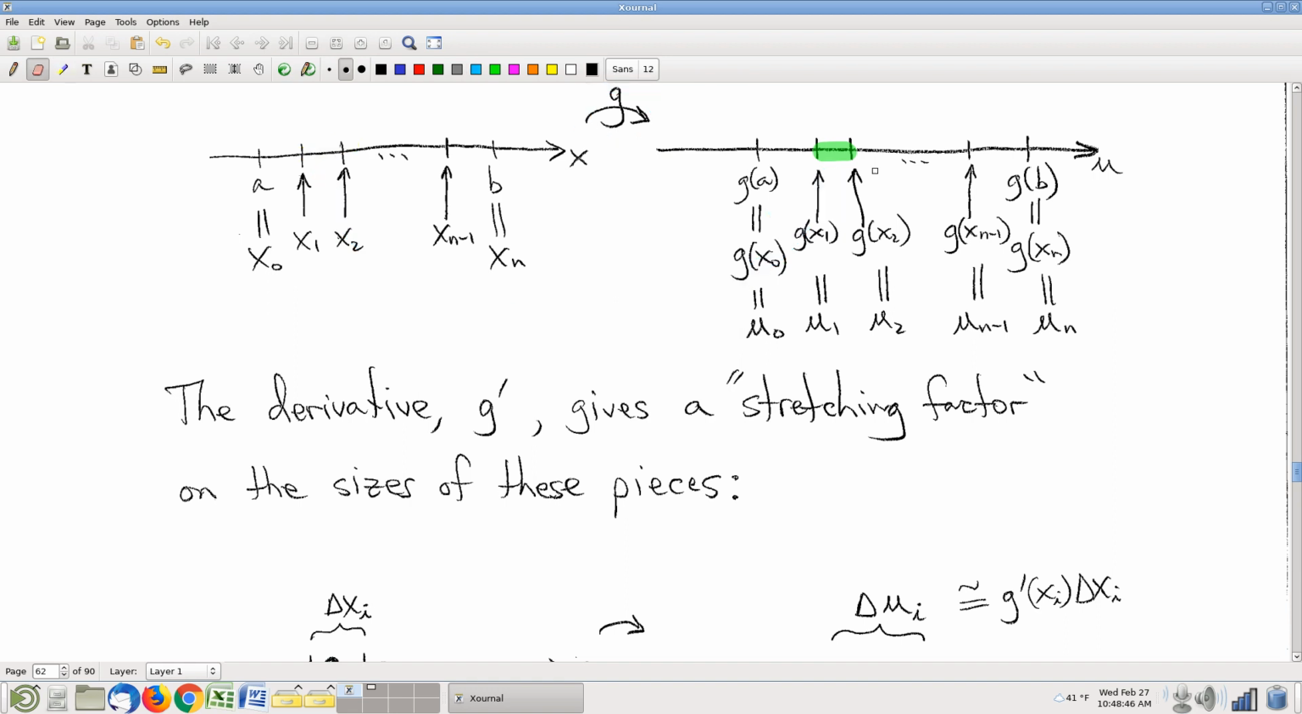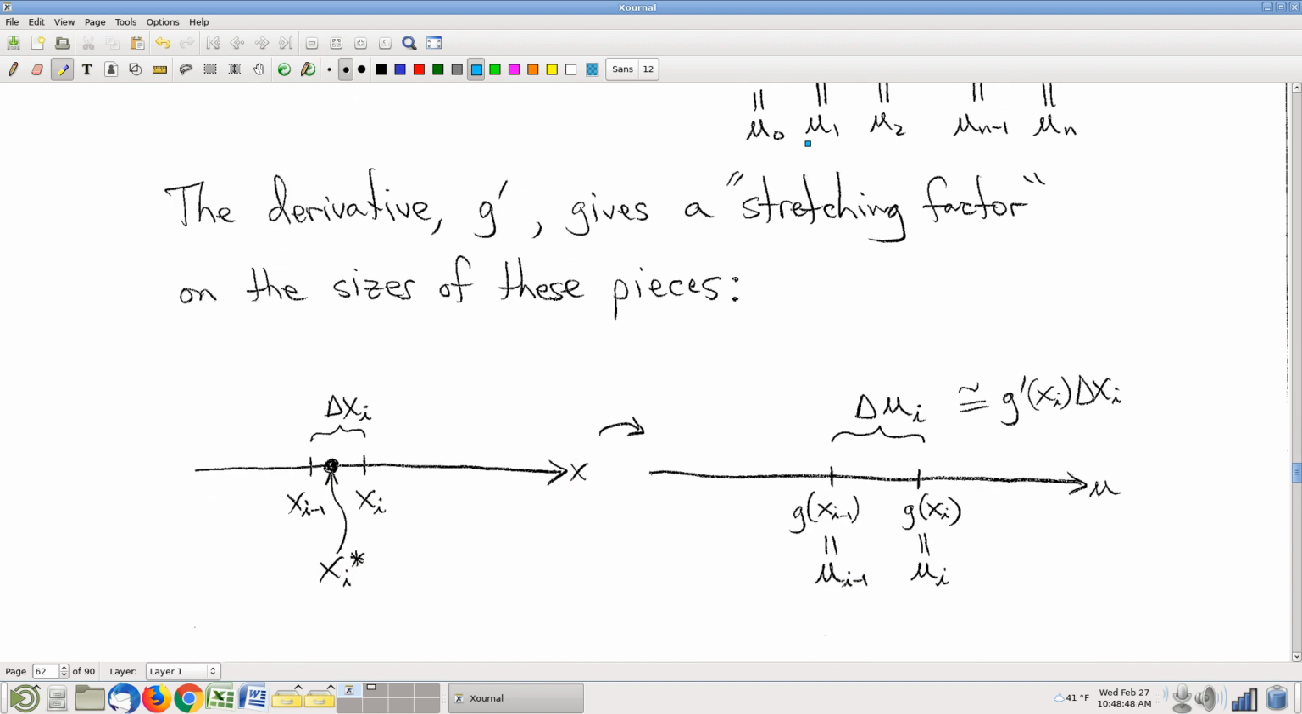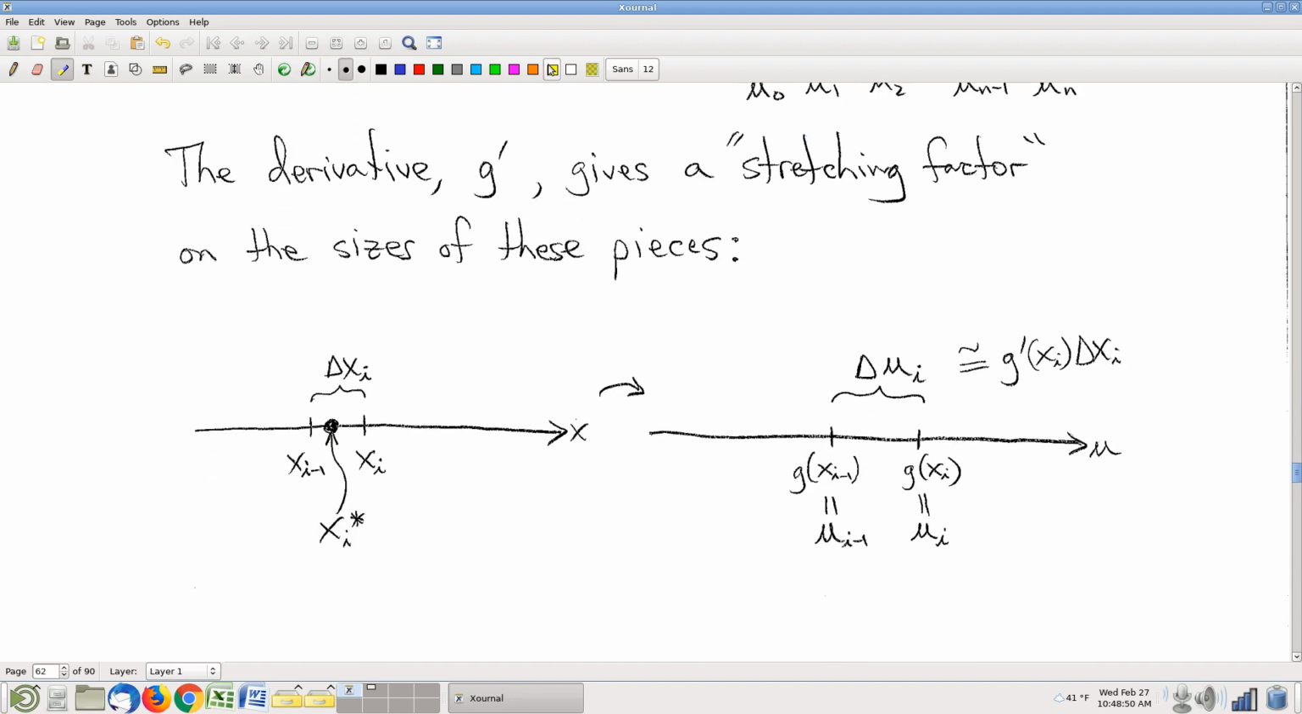Here's the picture that I'll draw for that. There's our original little piece, and here's the stretched out version of that piece. We've given a name to this: we've called that delta x. This thing over here I'm going to call delta u. What's the relationship between them? I'm going to flash you back now to chapter 13. Don't forget that derivatives turn input changes into output changes.